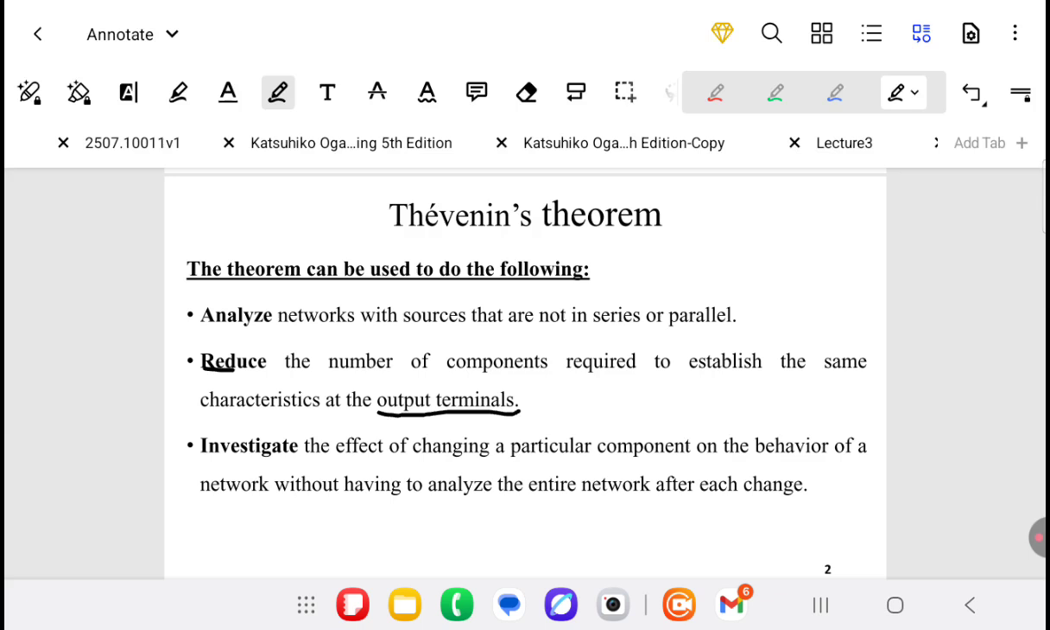We can investigate the effect of changing a particular component on the behavior of a network without having to analyze the entire network after each change. We can change an element and check the behavior, or see the effect on the behavior of the circuit of the network, without changing all the circuit, only the needed part.